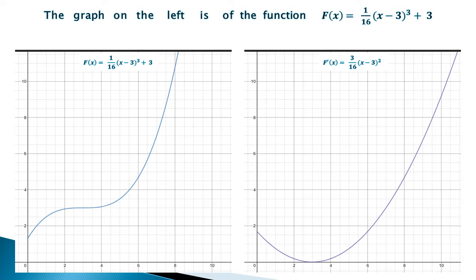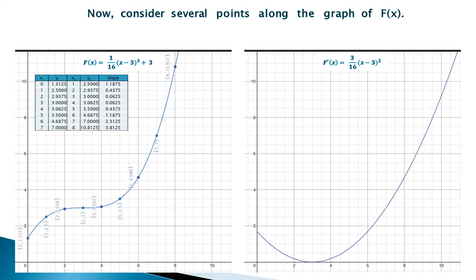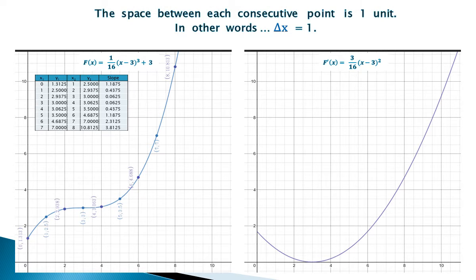The graph on the left is of the function f of x equals 1/16 of (x minus 3) cubed plus 3. The graph on the right is the derivative of this function. Now consider several points along the graph of f of x. The space between each consecutive point is 1 unit. In other words, delta x equals 1.